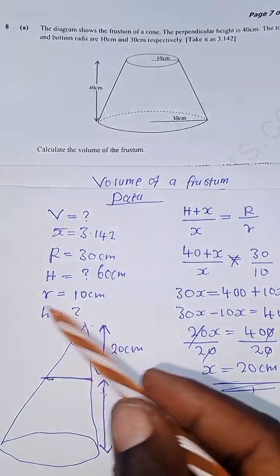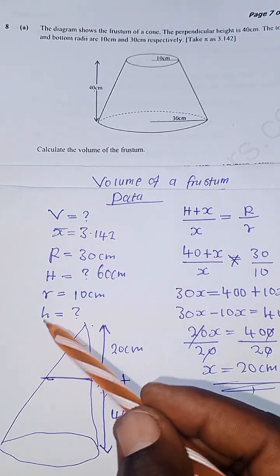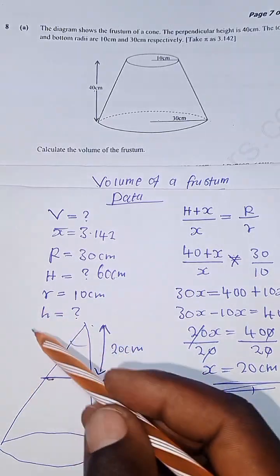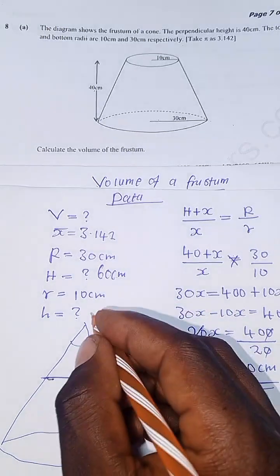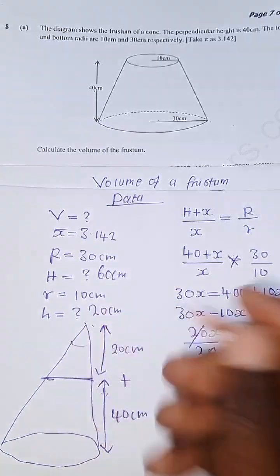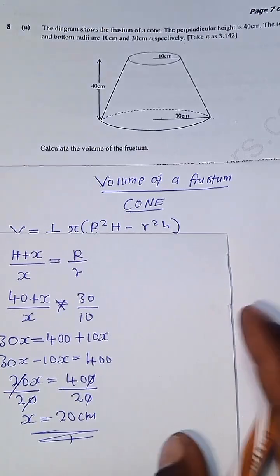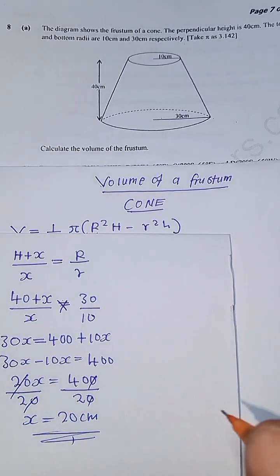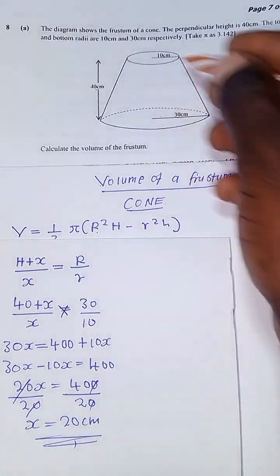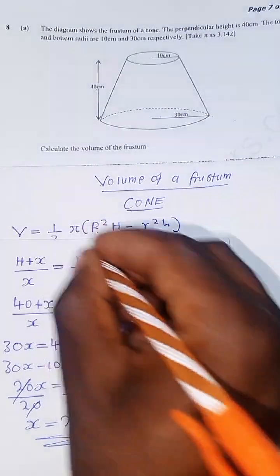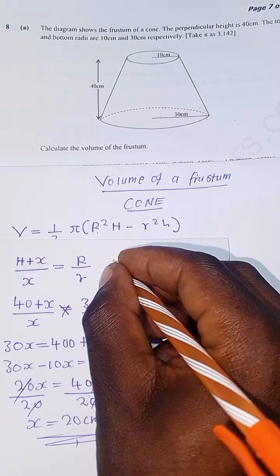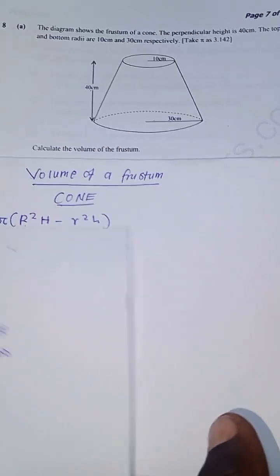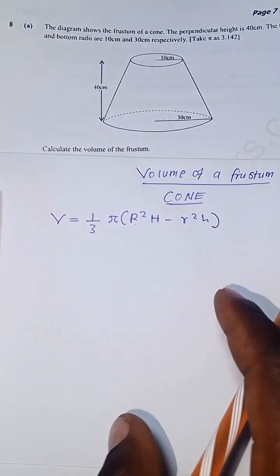We have actually found even the small height here, because the small height is the height of the part that was cut, which in this case was 20 centimeter. So this is our first calculation here. Now we can calculate the volume of this frustum by using the same formula that we have. I don't know if the paper will allow me here. Let me just try to use a different paper. Okay, I'll try to use this paper.